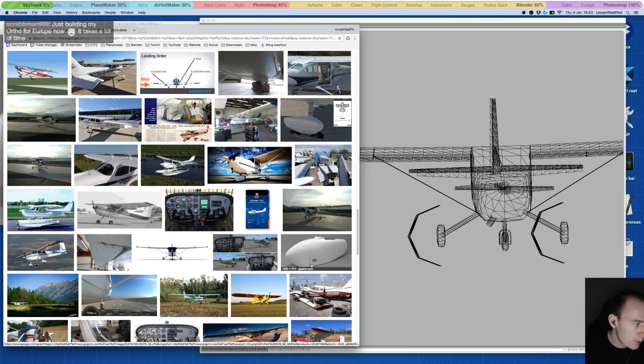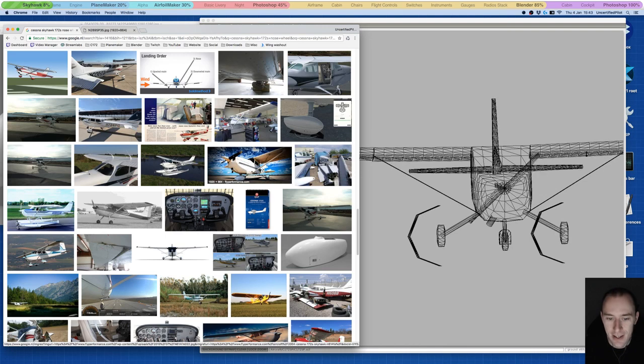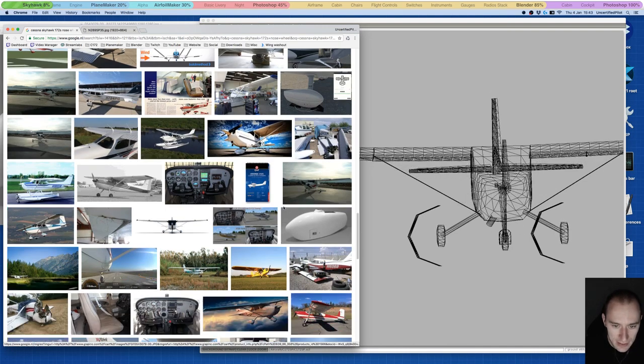Scrap, just building more ortho for Europe now. It takes a lot of time. Oh yeah, but ortho is worth it.